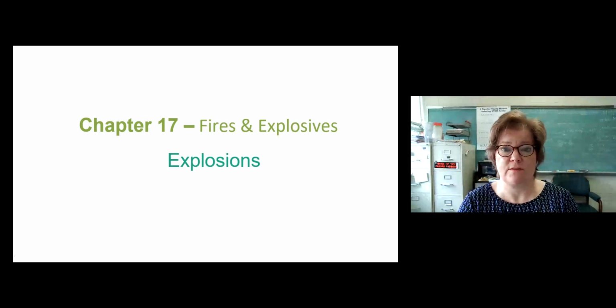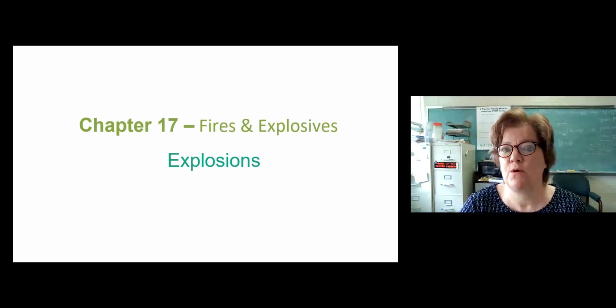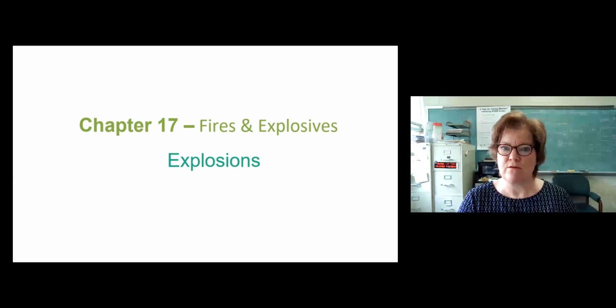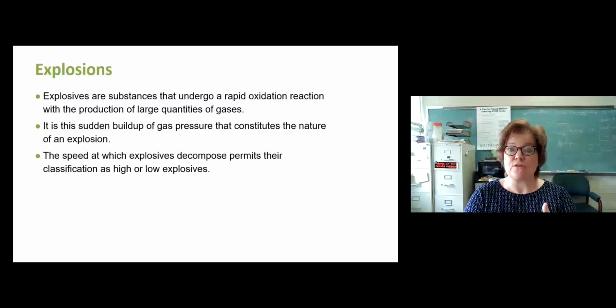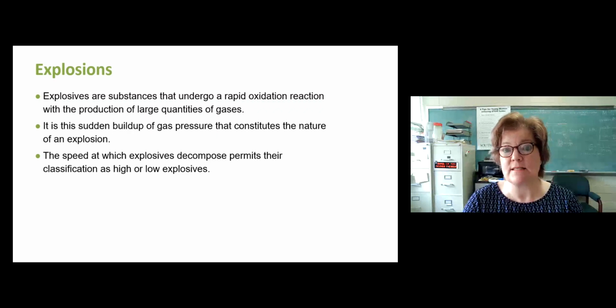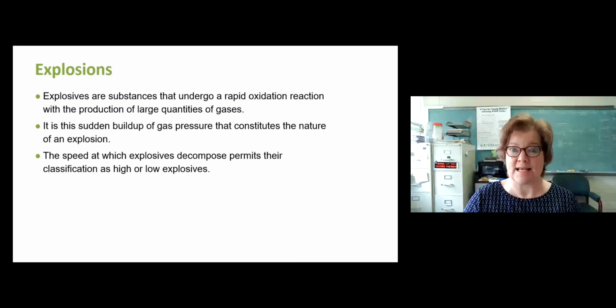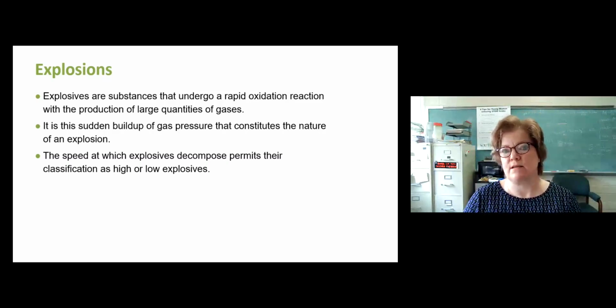We're going to wrap up Chapter 17 and the semester talking about explosives, which are similar to fires and accelerant analysis, but a little bit different chemically and also in how they behave. These are substances that undergo a chemical reaction like combustion, but in these cases they produce a large amount of gas. There was no gas, and all of a sudden you have a lot of gas. Now that gas has to go somewhere, and sometimes that can create an explosion. That sudden buildup of gas pressure is what makes it an explosion.